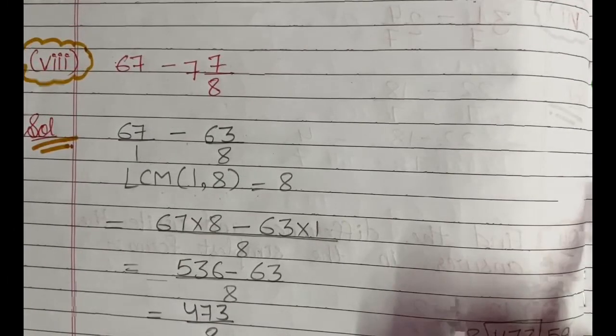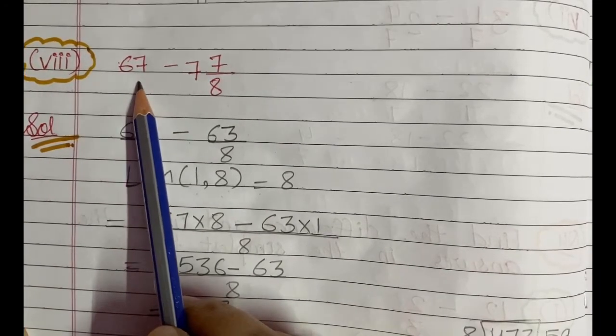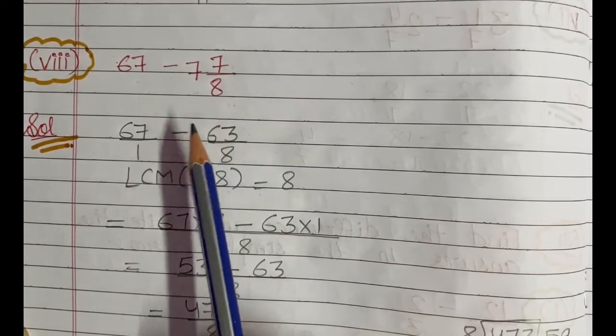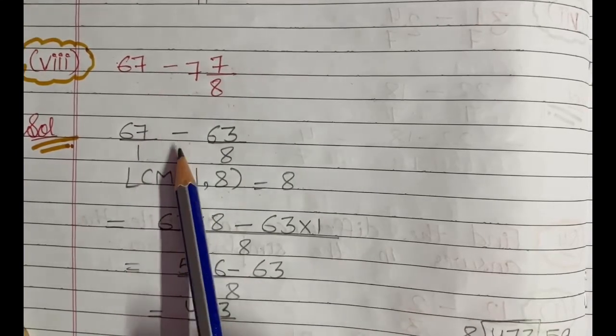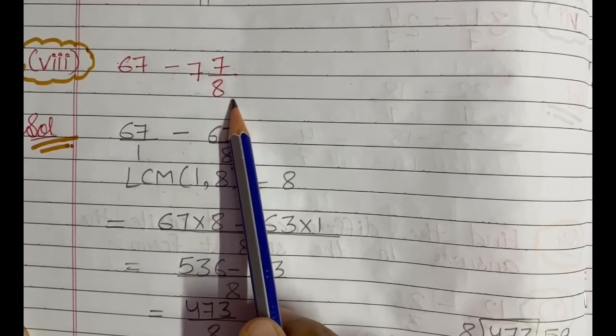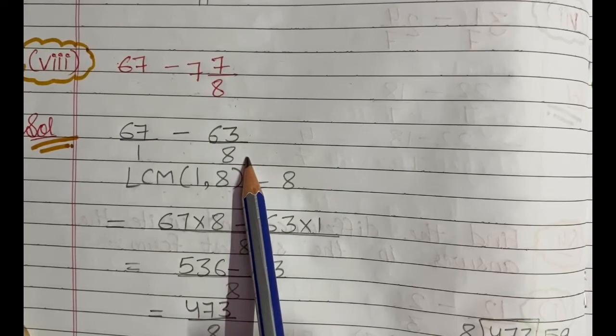Now students, next I have taken is the 8th part, and it says 67 minus 7 whole 7 by 8. Now students, you know that 67 means 67 upon 1. The minus sign will be as it is. Now students, we will convert this mixed fraction into an improper fraction, and that will be equal to 63 by 8.